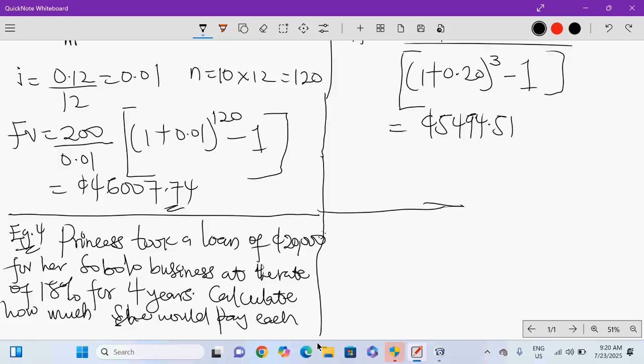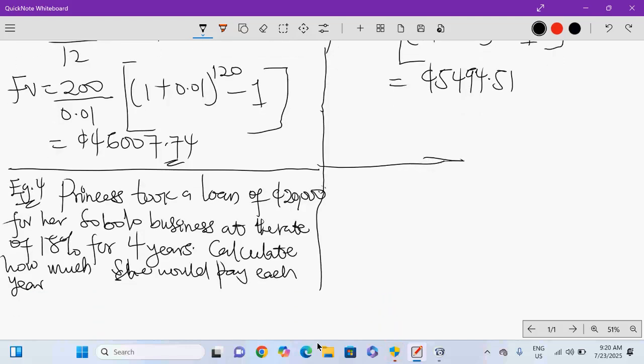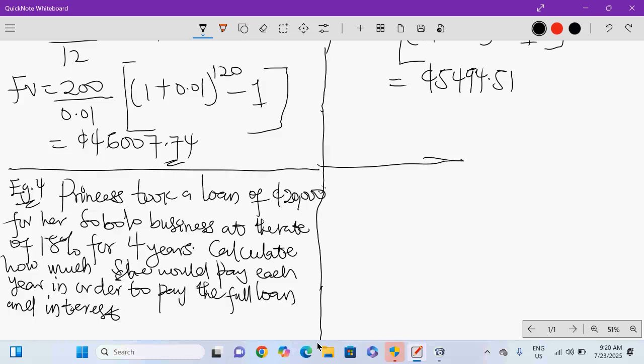each year. Calculate how much you pay each year in order to pay the full loan and interest in 4 years time, right?